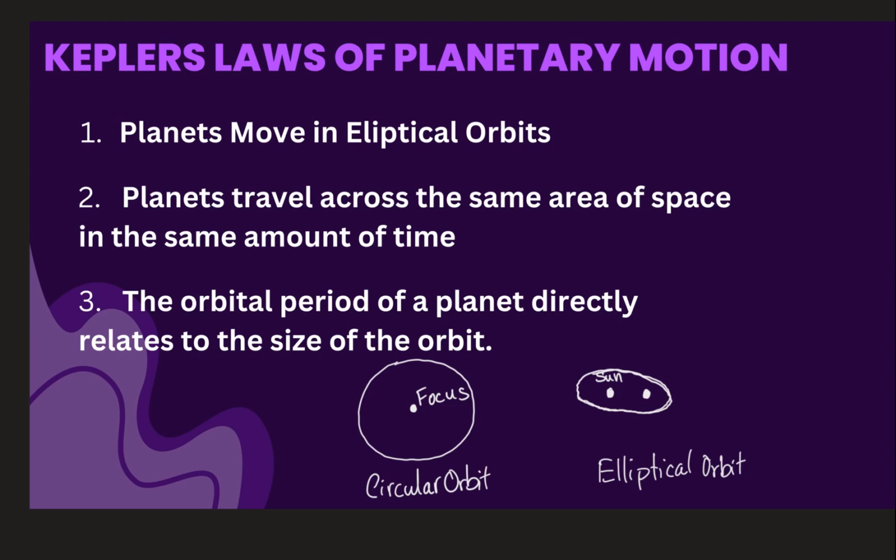So at some points, this planet is closer to the sun than at other times. And we would call this closest point the perihelion. So the perihelion, which means near the sun, is the point that the planet is closest to the sun. And the point that the planet is farthest from the sun is the aphelion.